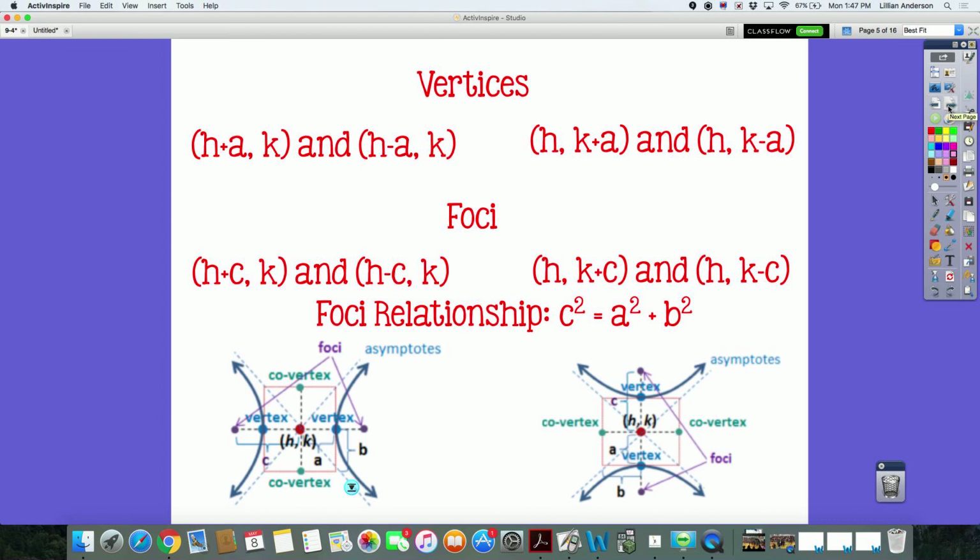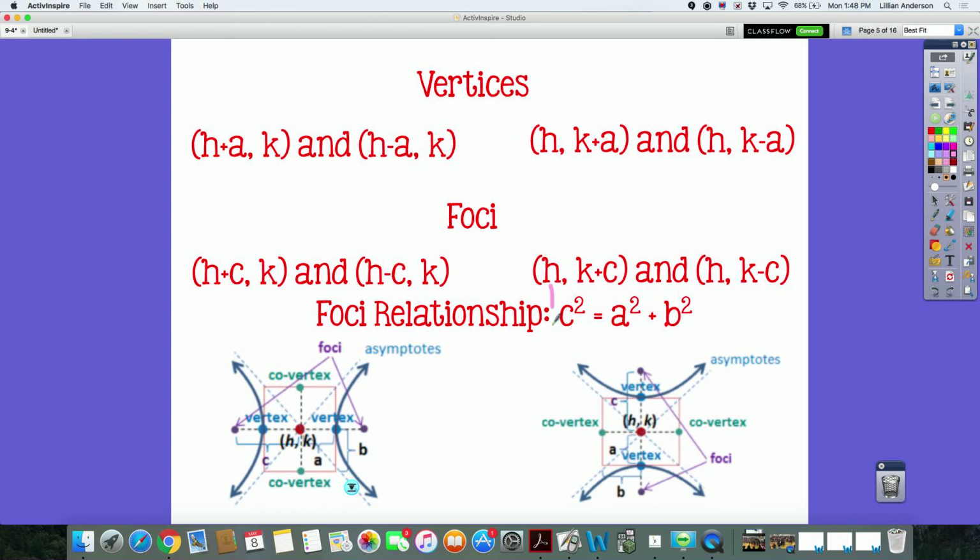Your vertices, just like before, if it is horizontal, you figure out what the value of a is, and you either add or subtract that from the x coordinate of your center to get your vertices. If it's vertical, then you add or subtract the value of a from the y coordinate. Foci, very similar to the other ones. You do add or subtract the value of c from your x-coordinate if it is horizontal, or you'll add and subtract it from the y value if it's vertical.